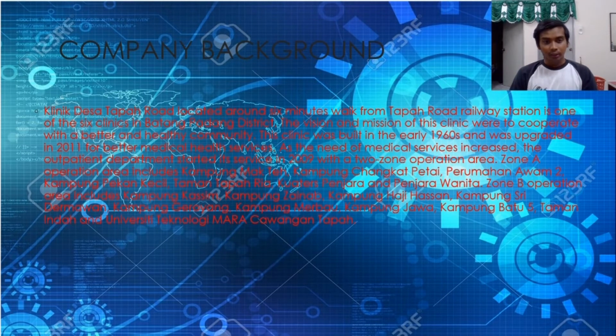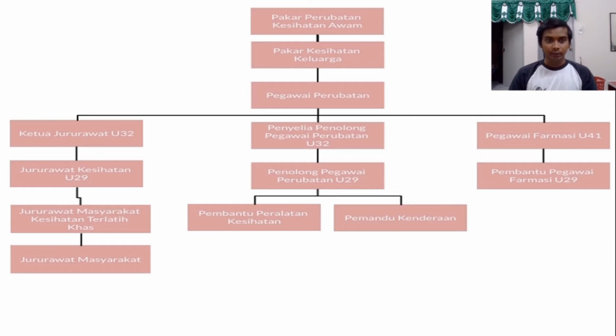Zone A includes Kampung Mate, Kampung Cangkat Petai, Perumahan Awam 2, Kampung Pekan Kecil, Taman Tapaharia, Kuarters Penjara dan Penjara Wanita. Zone B operation includes Kampung Kasim, Kampung Zainab, Kampung Haji Hassan, Kampung Seri Dermawan, Kampung Geroyang, Kampung Merbau, Kampung Jawa, Kampung Batu Limau, Taman Indah dan Industri Teknologi Merah. This is the organization chart of the Clinic Desa Taparut.